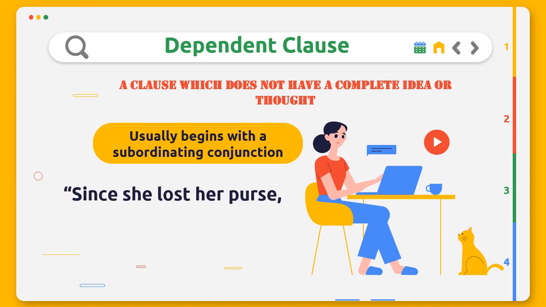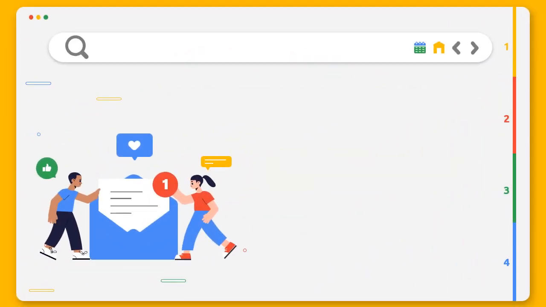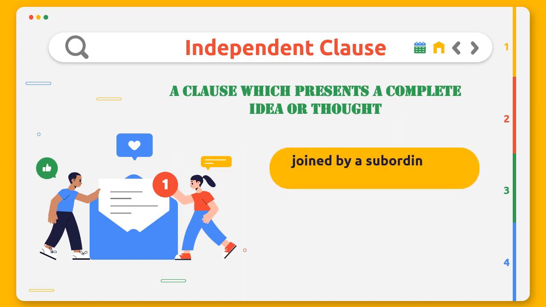For example, since she lost her purse. It is clear here that the clause lacks additional information for us to truly understand what is going on. That is when the independent clause comes into play. On the other hand, an independent clause is a clause which presents a complete idea or thought, and by definition can stand on its own and make sense. In order to join the dependent and independent clause, we will use a subordinating conjunction.